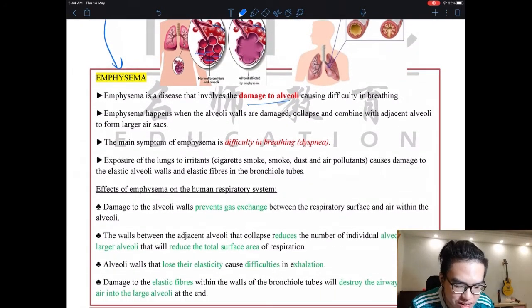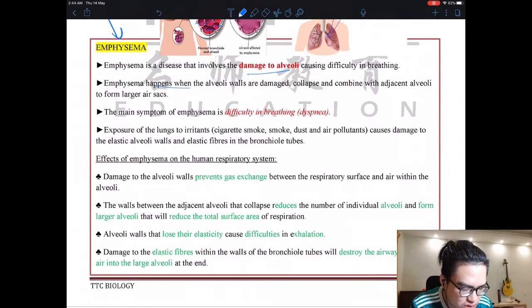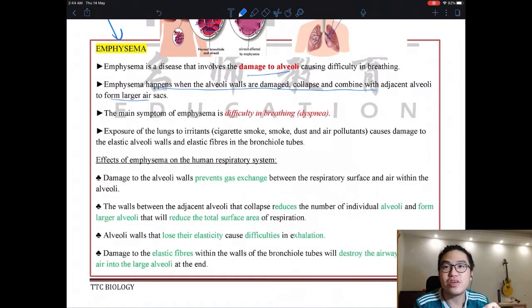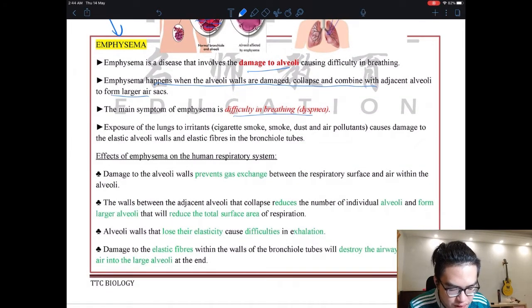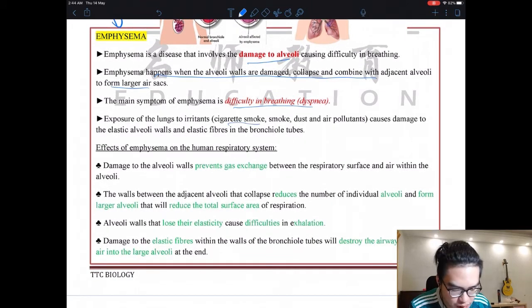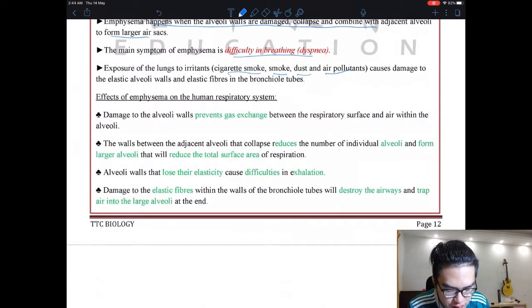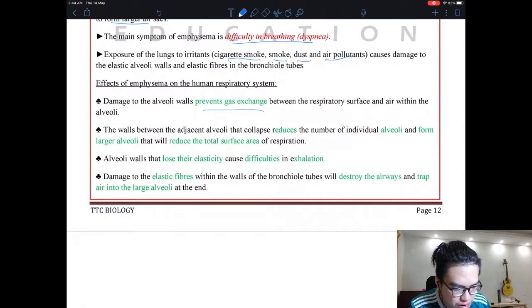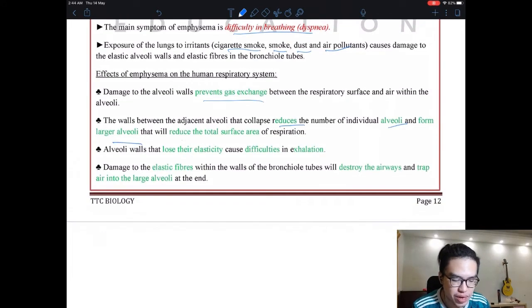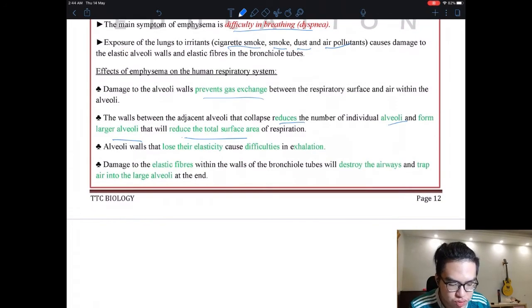It happens when the alveoli walls are damaged, collapse, and combine with adjacent ones to form larger areas. Like I said, the alveoli are broken down by white blood cells, causing difficulty in breathing. Causes include cigarette smoke, dust, and air pollutants. What happens here? Damage to the alveoli wall prevents gaseous exchange. The number of alveoli is reduced, forming larger alveoli, which reduces the total surface area. That's the main thing.